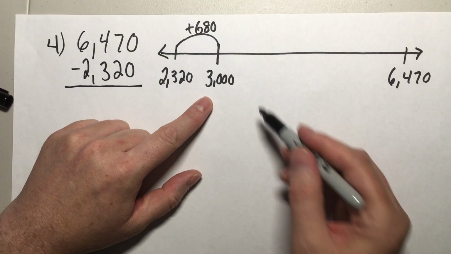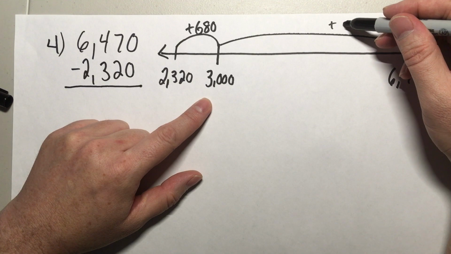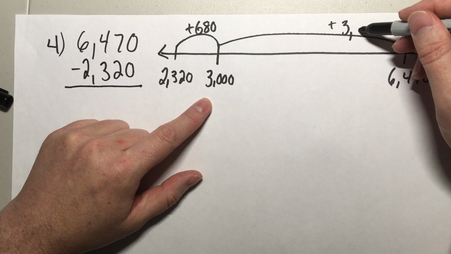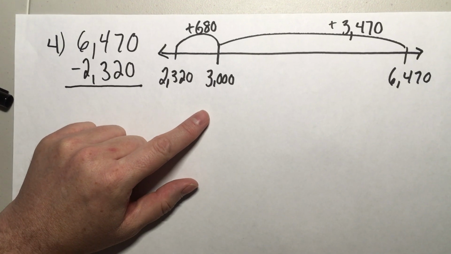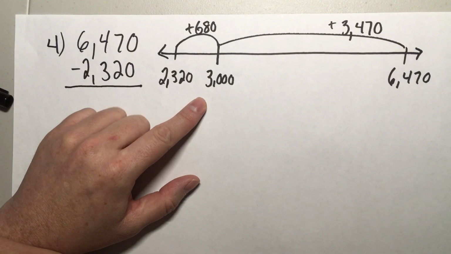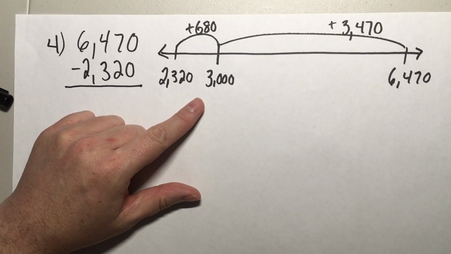Look at that advanced jump right there. Now all I have to do is just jump like this. Go straight there. Plus 3,470. Look at that. Okay, so 2 jumps. I used a landmark number here, and then I just added the difference here to get to 6,470.